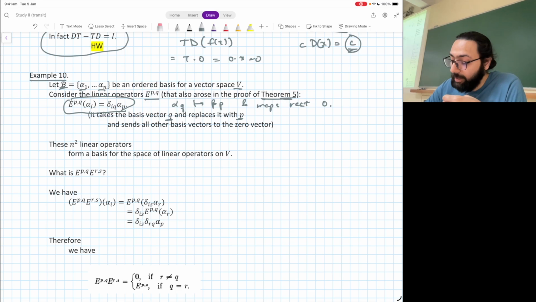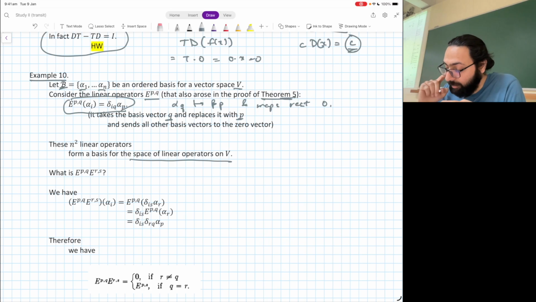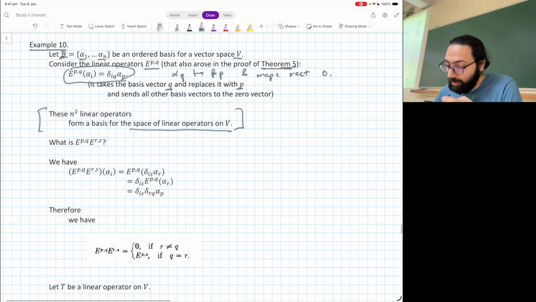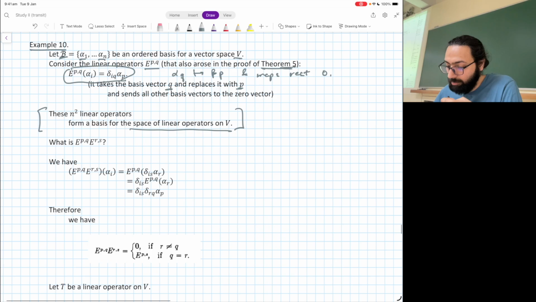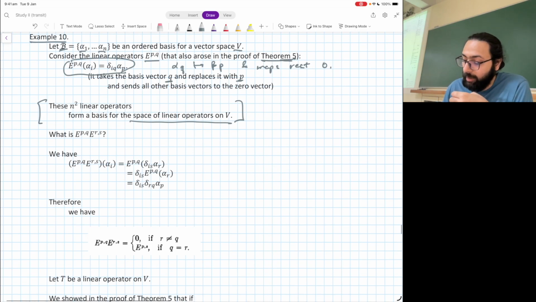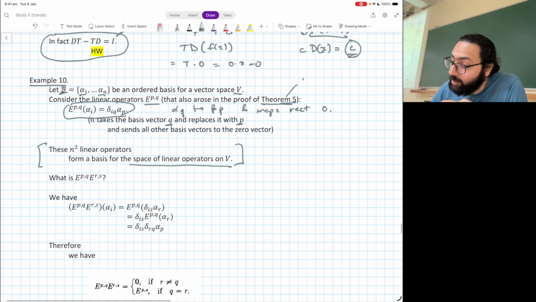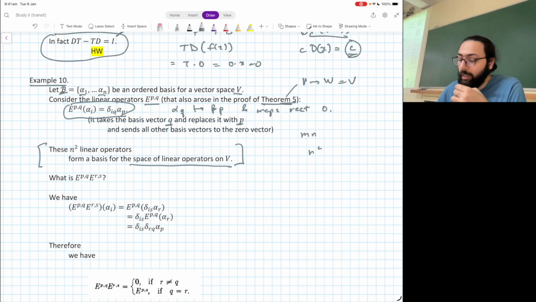The n-squared linear operators form a basis for the space of linear operators on V. This is just a consequence of theorem 5 basically. But let's see what they're trying to do here. Also, one more thing is theorem 5 was from V to W, where we were looking at general things. Now W is the same as V, so that's why instead of m they have n. And these betas are the same as alpha P's, because it's the same basis.